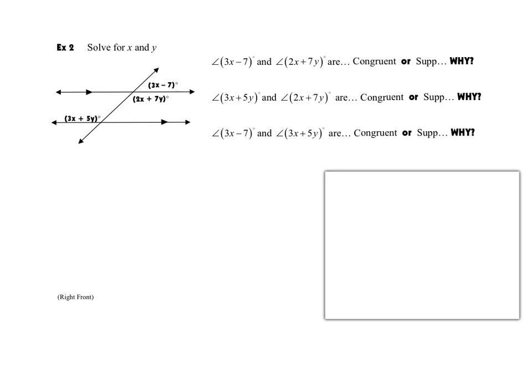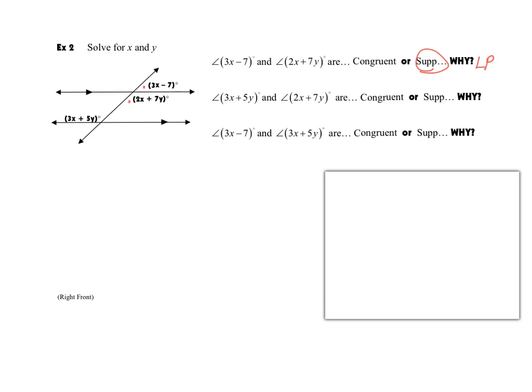Right, so we are picking up with example 2 on our chapter 3 green foldable. And we are asked to look at first angle 3x minus 7, which is right here, and angle 2x plus 7y, which is right here. And those two are going to be supplementary. And our reason why is that they form a linear pair.